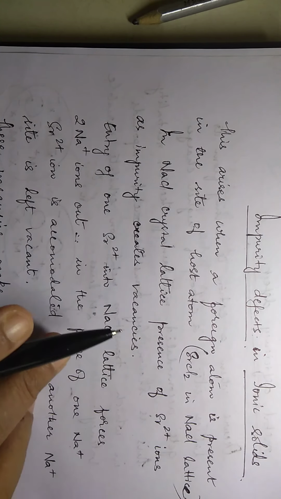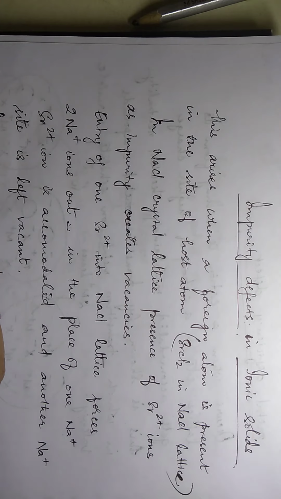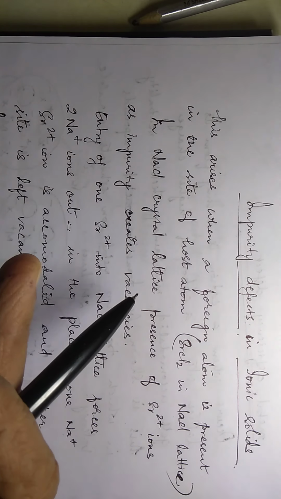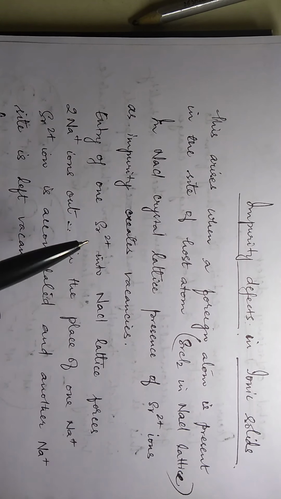Host atom की जगह पे कोई और atom आ गया, तो this is called as an impurity defect. Host atom is different and the impurity atom is different. In the previous case, metal excess defect में क्या देखा था? The same metal in a higher oxidation state is replacing the lower oxidation state ion. Okay, here it is an impurity atom, totally different.